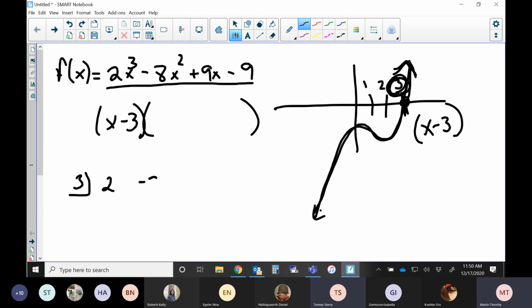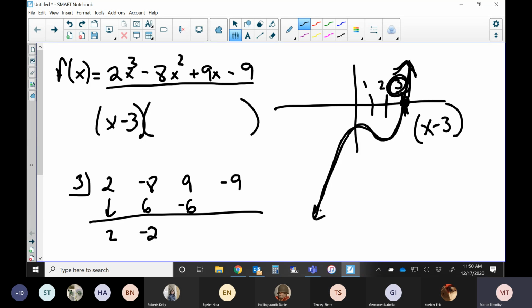Negative 8. Yep. 9. Yep. And then negative 9. Perfect. Drop down the 2. 6. Is this what you got? Yeah. Negative 2. Negative 6. 3. 9. 0. And then we would get in here 2x squared minus 2x plus 3.